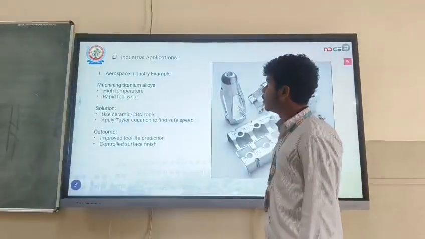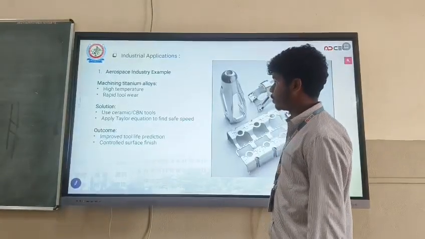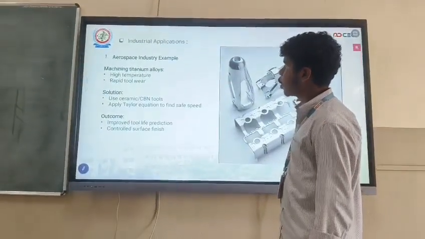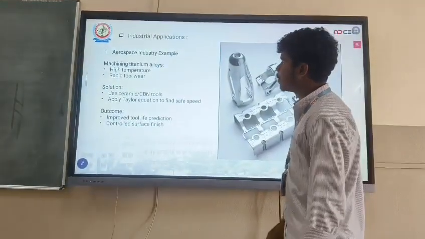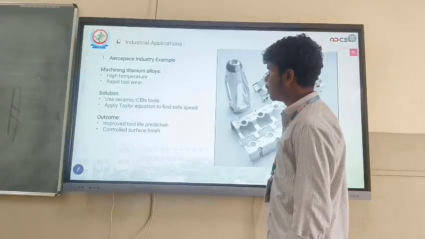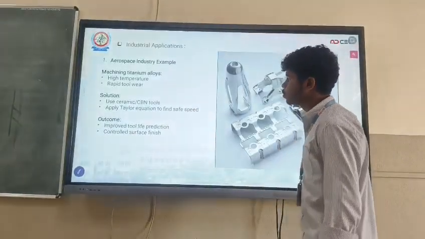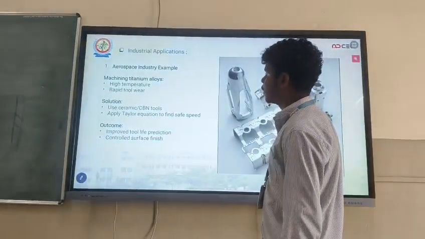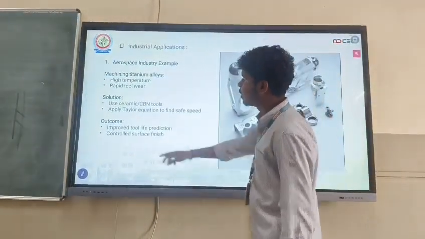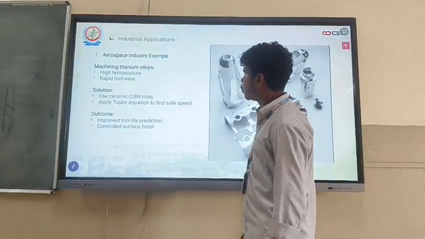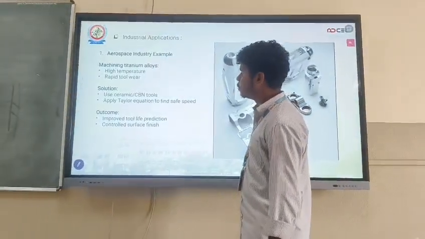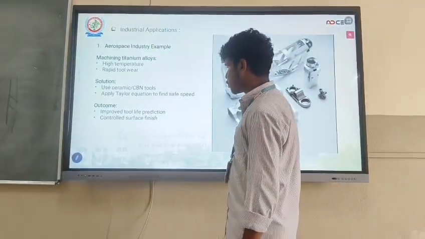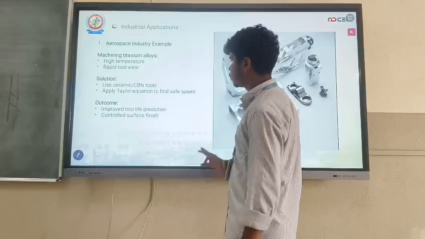Next is another industrial application. First is an aerospace industry example, machining titanium alloy. The challenge is high temperature and rapid tool wear. The solution is to use ceramic and CBN tools and apply Taylor's equation to find the best speed. Outcome: improved tool life prediction and controlled surface finish.